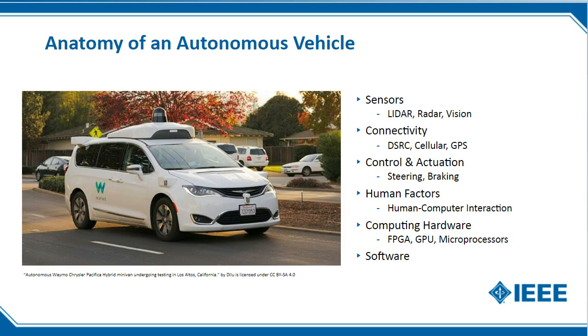Radar, which we all know, is a critical component of a lot of autonomous vehicle platforms, and even camera and vision systems. There's also discussion about connectivity, such as DSRC, dedicated short-range communications, cellular, and GPS navigation, in order to help guide that vehicle, as well as communicate potentially with roadside and other vehicle platforms on the road. Control and actuation, such as autonomous steering and braking, will be critical elements of any autonomous platform.